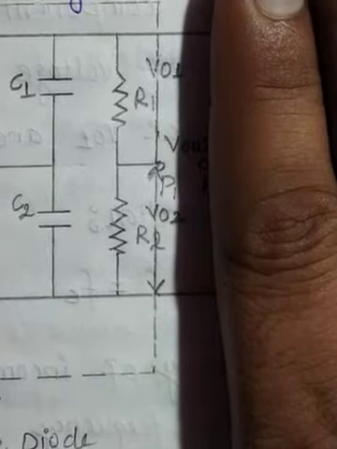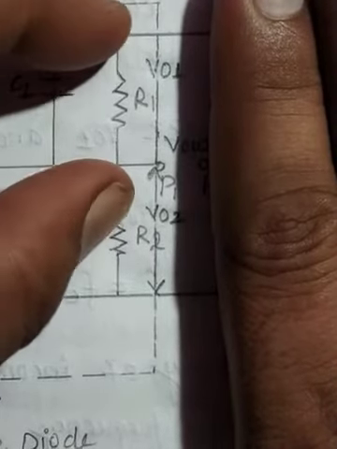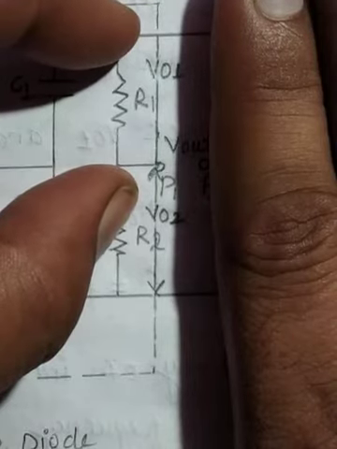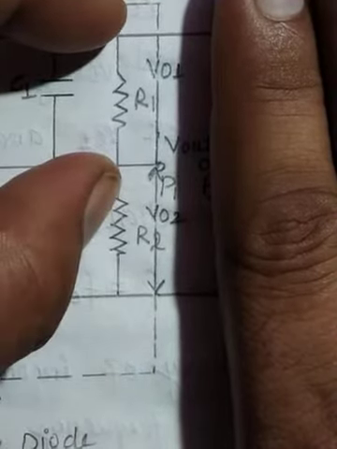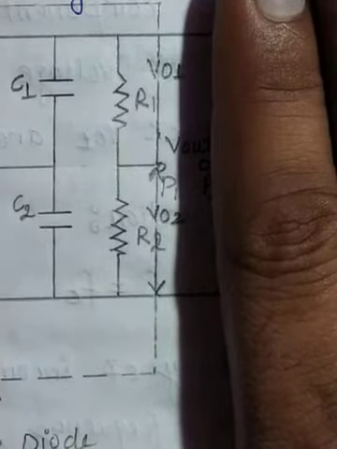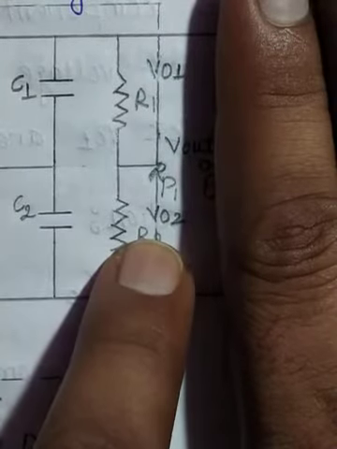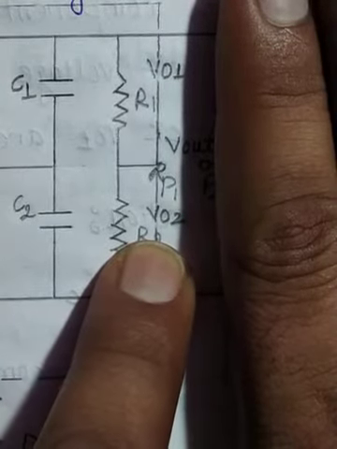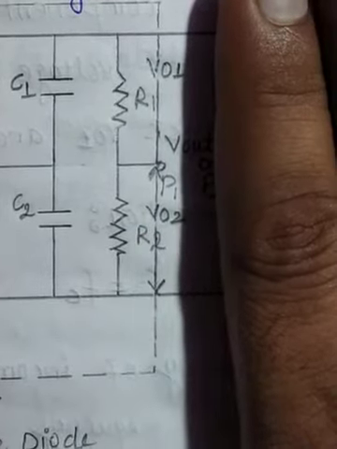Okay, so now this is a Foster-Seeley discriminator, and the output is taken across this resistor R1 and this resistor R2. Whatever output I get between these two resistors, that is my resultant output. The output across the first resistor I have called V01, and the voltage across the second resistor I have called V02.